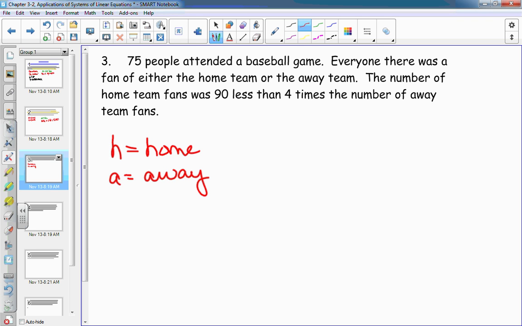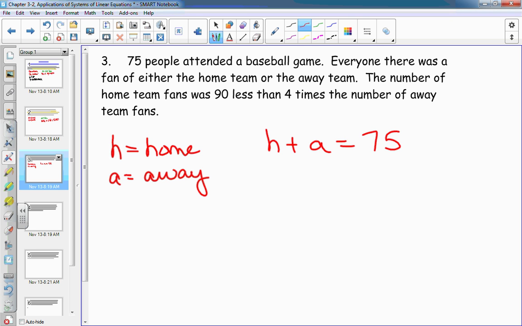Think of this, again, it's just like the true and false multiplication problem, isn't it? The parts added together equal the whole. What's the whole here? 75 is the whole attendance. Does that make sense? The parts are going to be the home fans and the away fans. And those added together have to equal the total fans. So what's my first equation? Good job. H plus A is equal to 75.